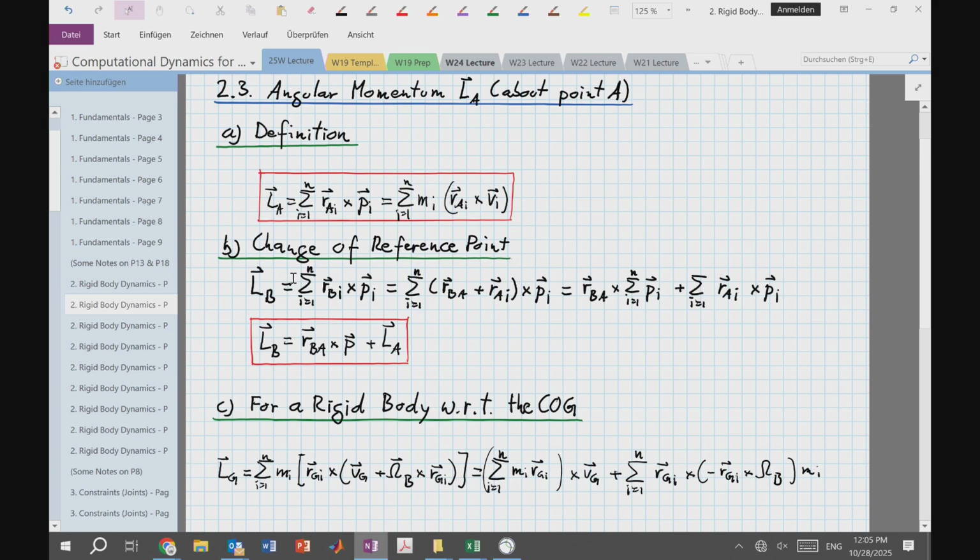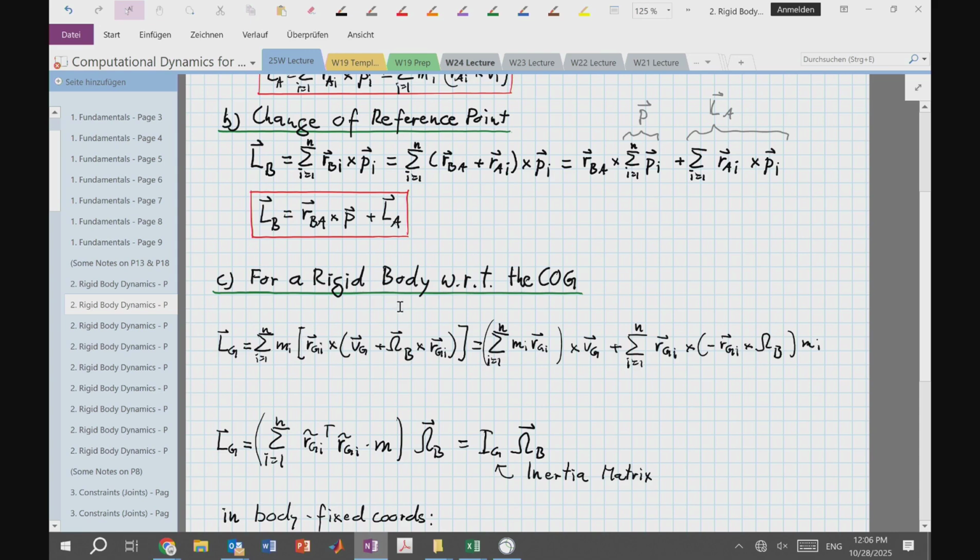I can change the reference point. So if I want to go from point A to point B, this is the equation here. Basically, what I do is I write this vector RBI as the sum of RBA plus RAI. And then here I get the sum over all the impulses, all the individual linear momenta of my particles. And that sum, we defined that before as the total linear momentum, p without an index. And then what we see back here, of course, is the angular momentum about our point A. And this is here my transformation rule: LB is RBA cross P, the total momentum, plus L about A.